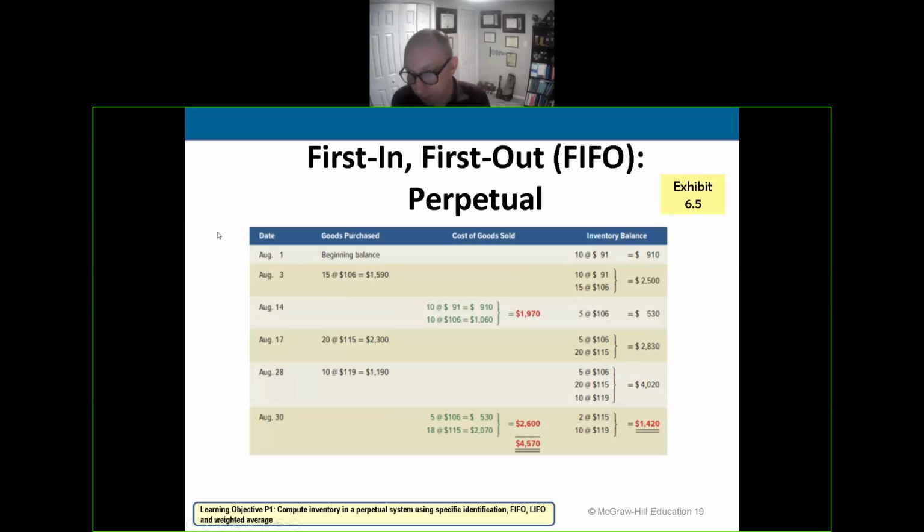So using our same example, we started the month with 10 bicycles at $91 a bike, $910. We made some purchases, 15 more bikes at $106, $1,590. You see where we're going with this? We're adding them up. And then we sold some, right? August 14th. Take a look at the sales. We sold 20 bicycles on August 14th, as you recall.